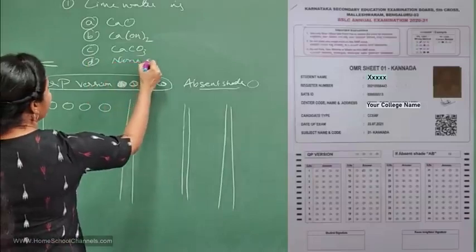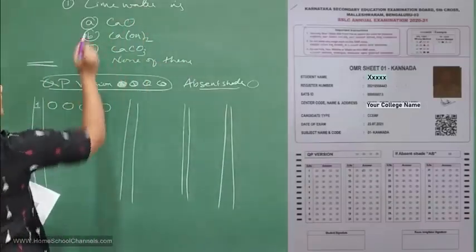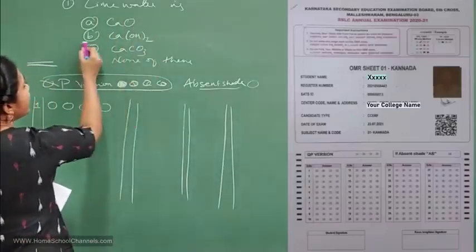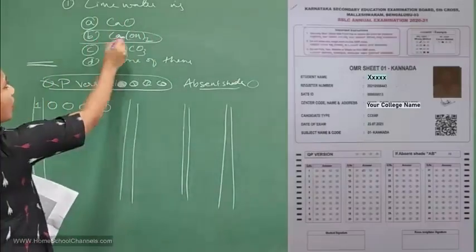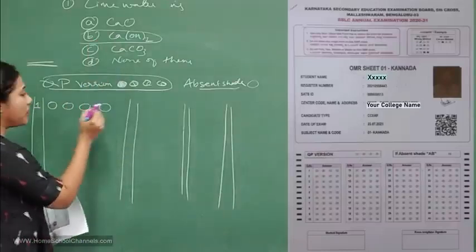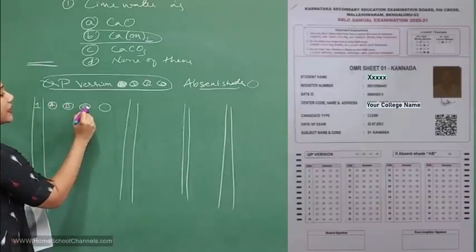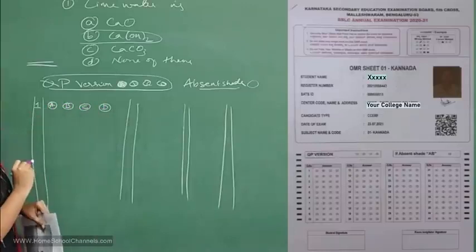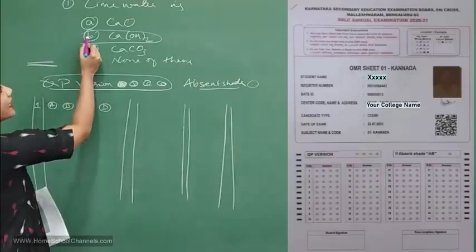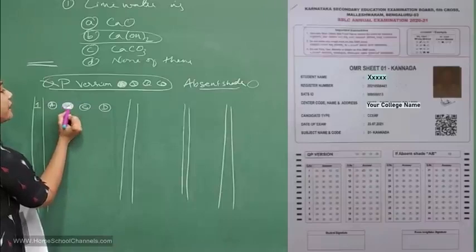If this is the question, so what is your answer? Lime water is calcium hydroxide, isn't it? Option B. So for the first question, your answer is option B. Say they'll give circles. This is option A, this is option B, this is option C, and this is option D. So your answer is B, no. So you have to shade the B circle. You have to nicely shade the B circle.